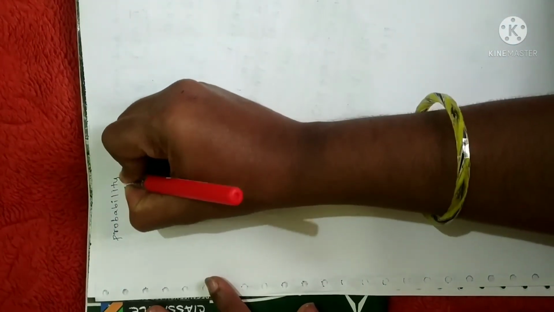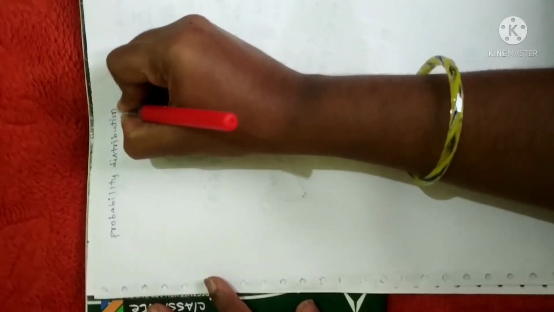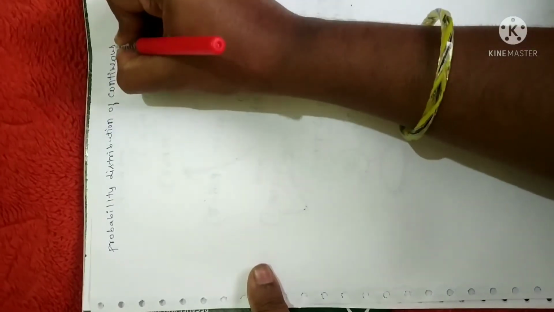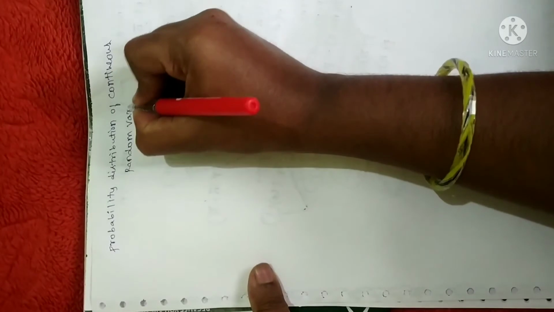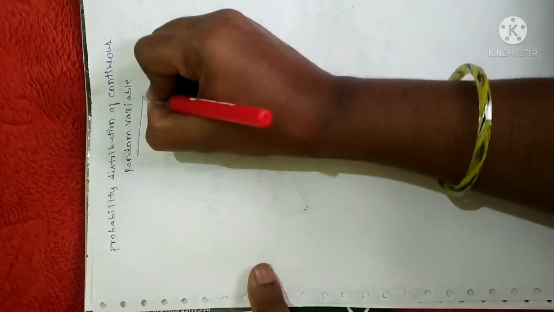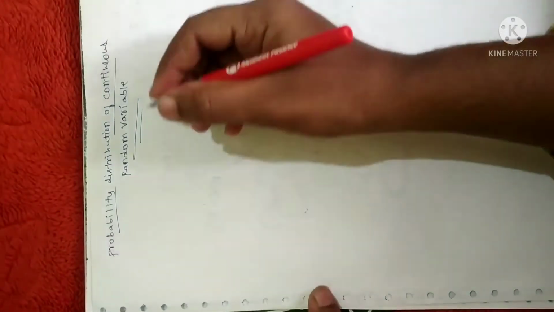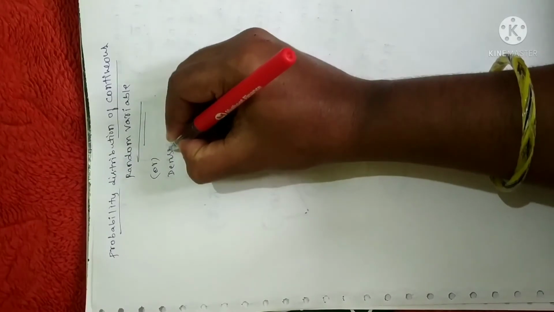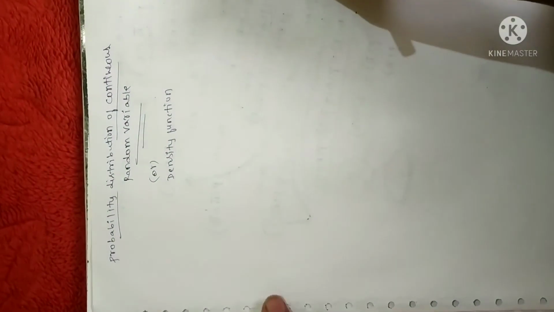Probability distribution of a continuous random variable. The probability distribution of a continuous random variable is also known as the density function. So one and the same. We can also say this as density function. So both are same. Clear? Now, what actually is this density function?